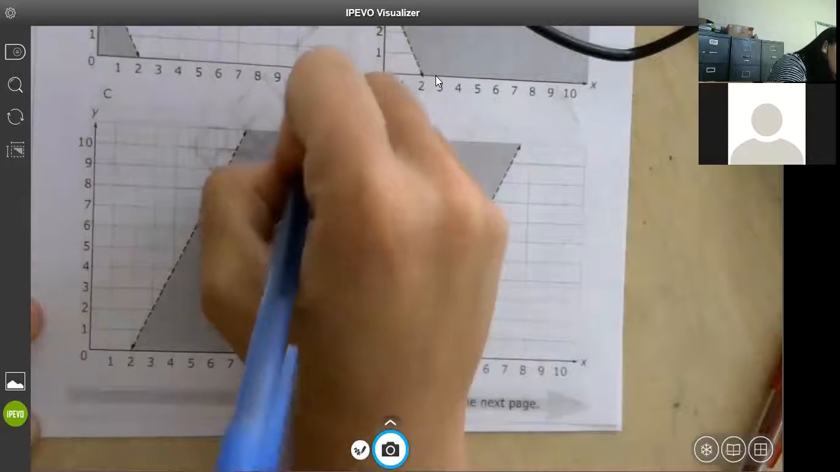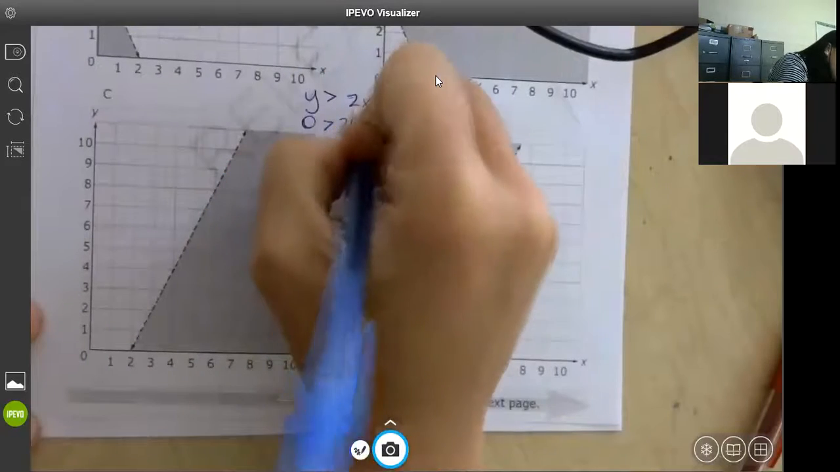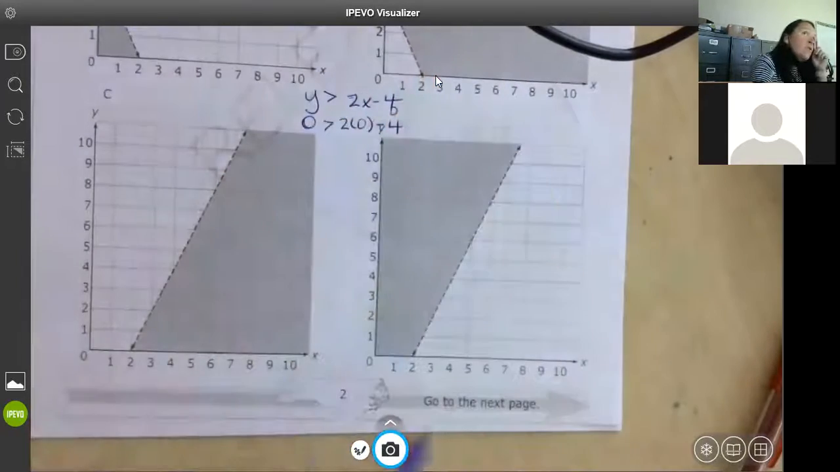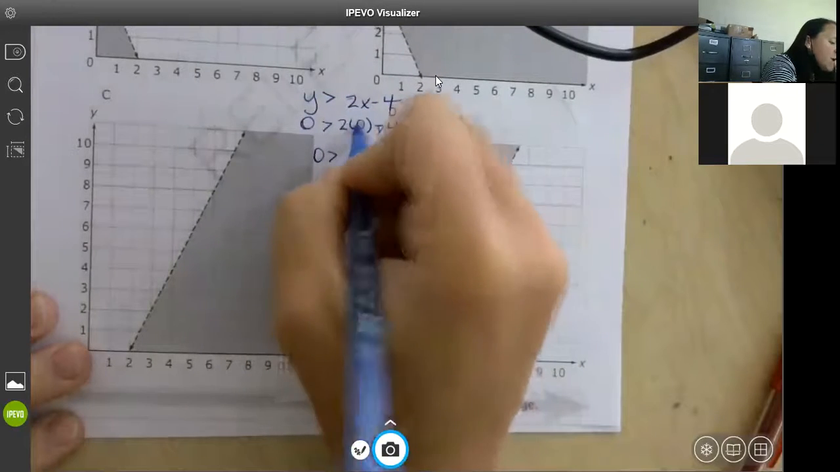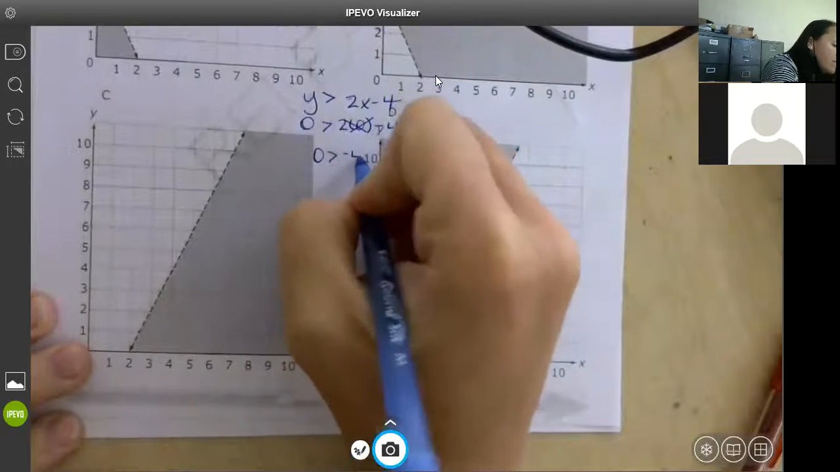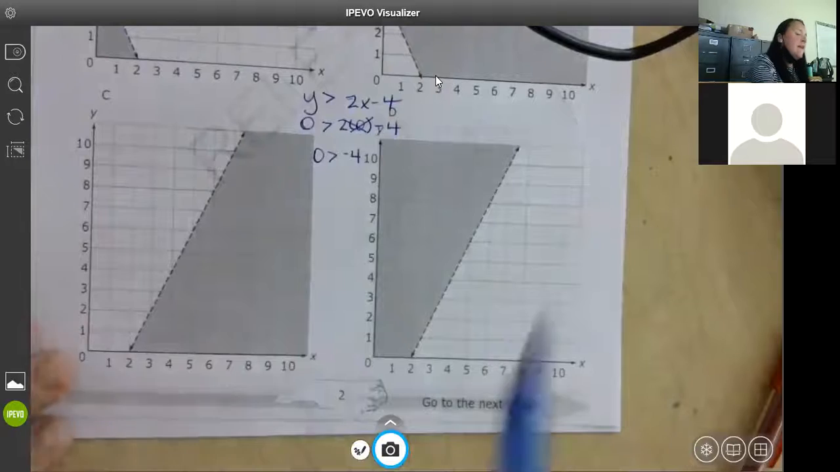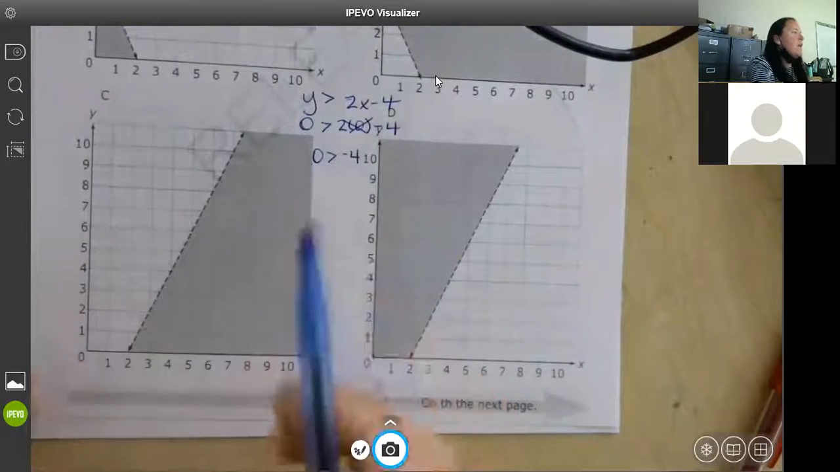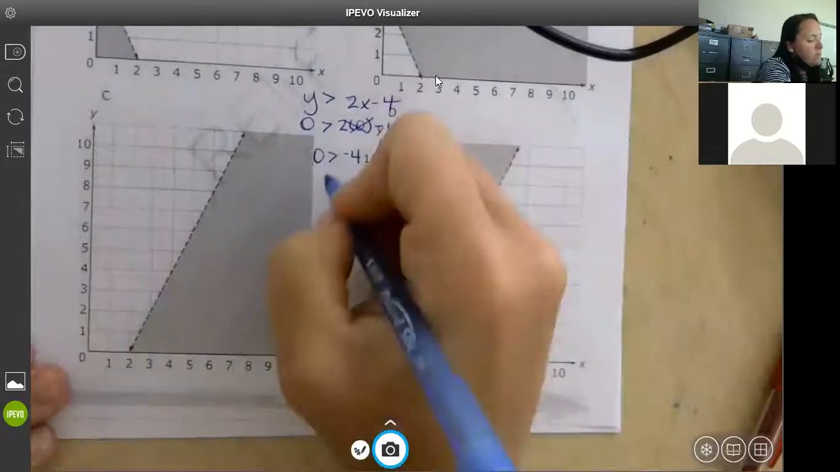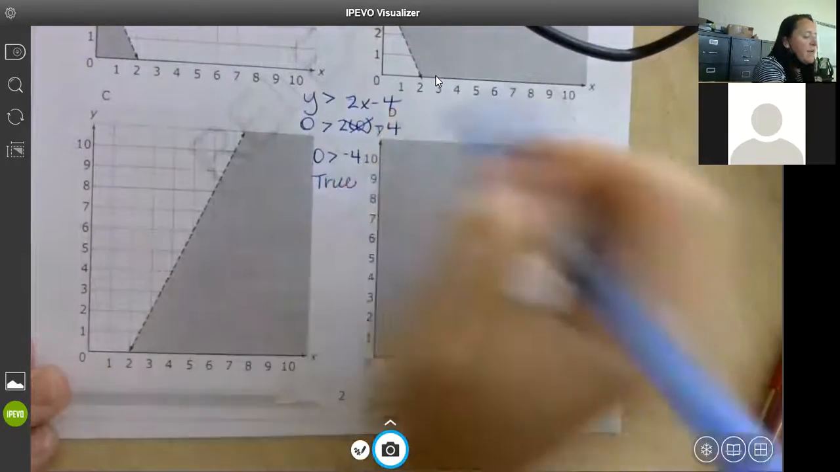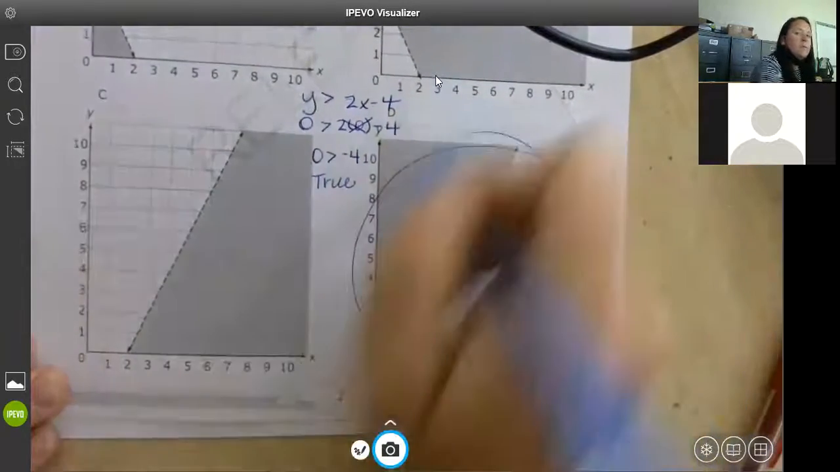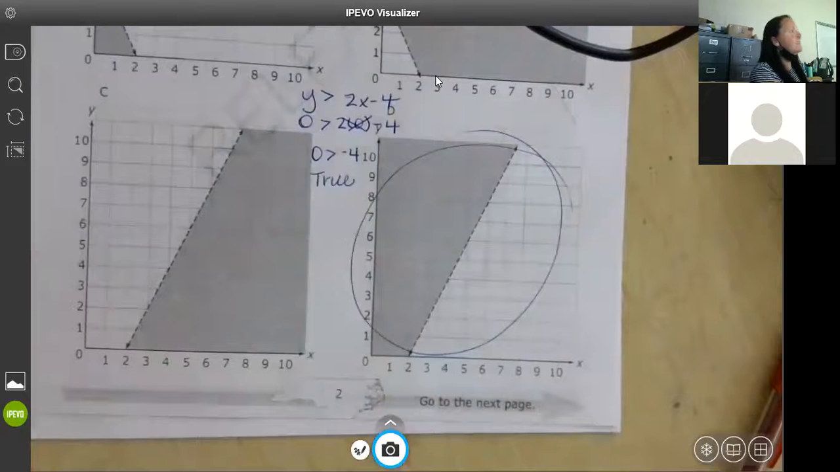So we're going to plug in 0, 0. We can do this in our head. 2 times 0 is 0, so it doesn't really count. We're just left with negative 4. Is 0 bigger than negative 4? True or false? It's true, right? So we shade 0, 0. So this one is our answer. Okay. Any questions, number 2?